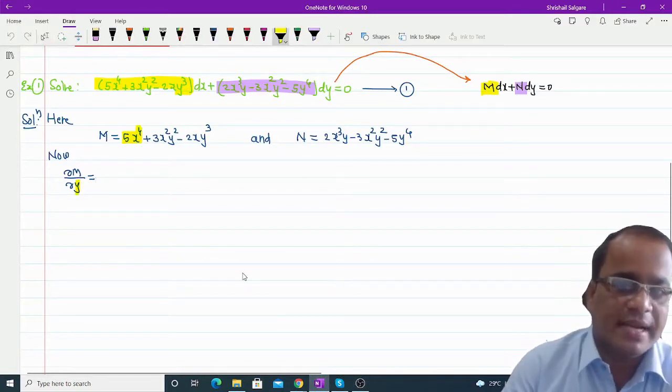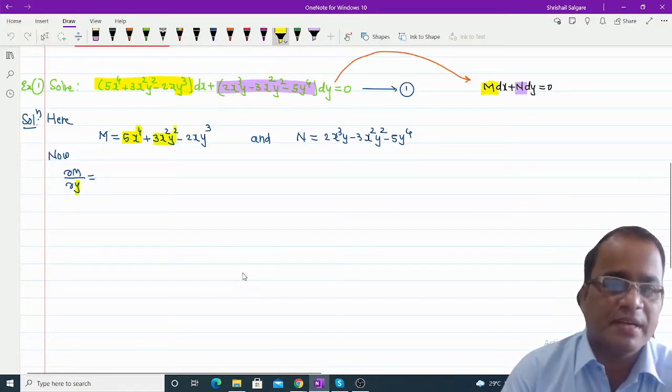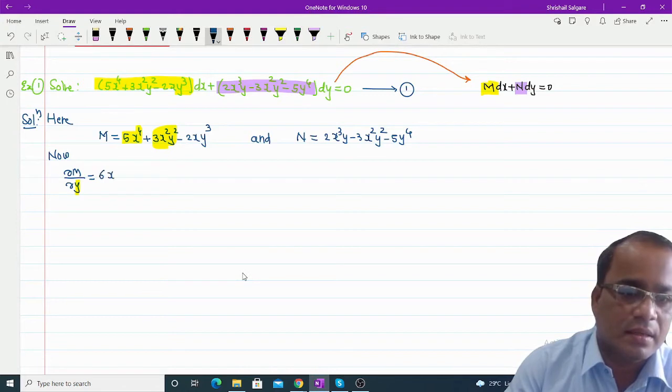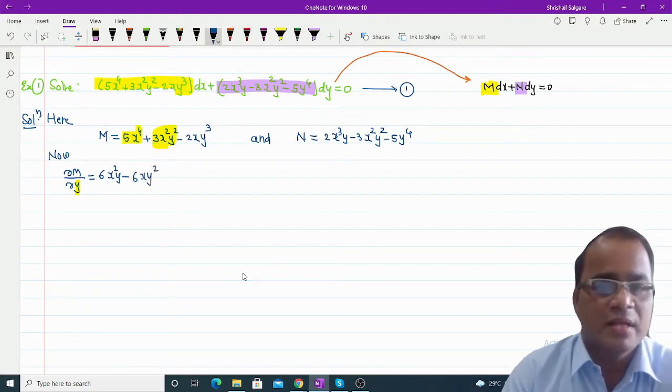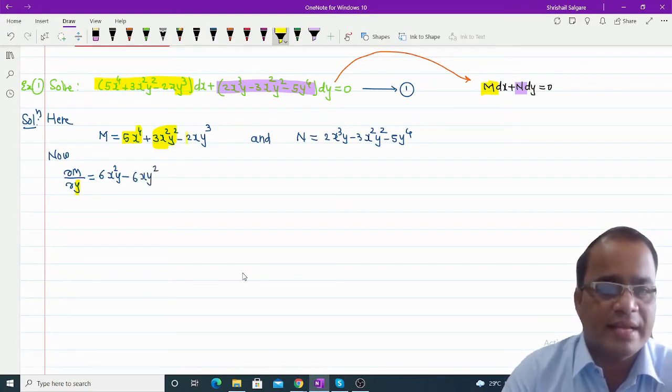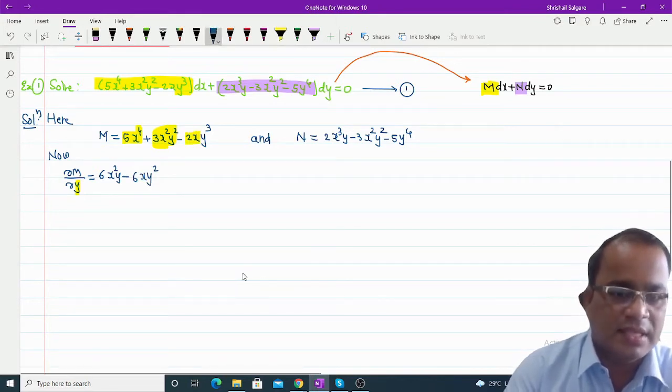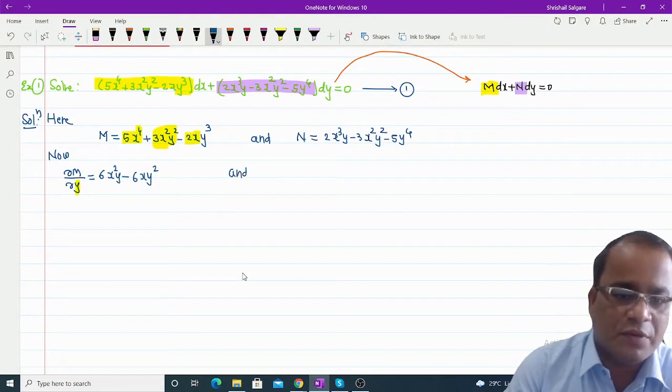Next one. Second term, suppose you are finding the derivative of the second term, then 6x square y. Very good. 6x square y minus, last term, 3 twos are 6, 6x y square. So with respect to y, the x term is constant, that term you keep as it is, and differentiate the remaining term. In the same manner, suppose you are finding the derivative of N.